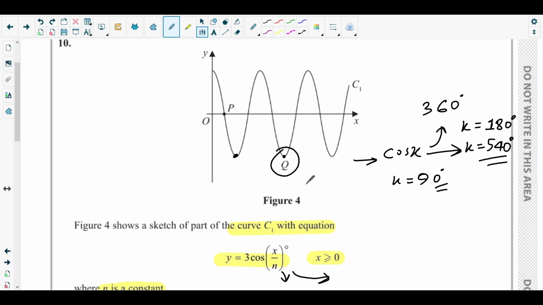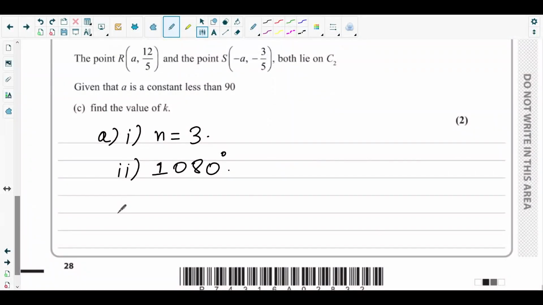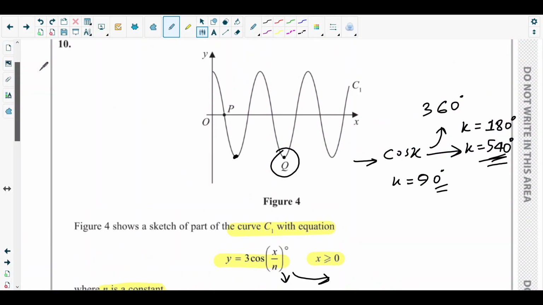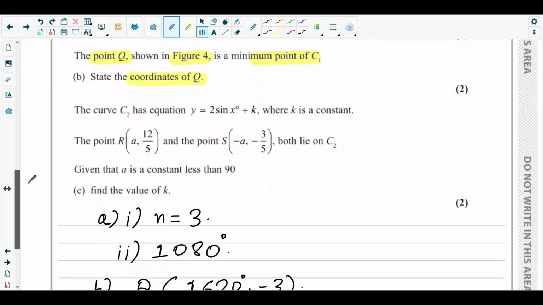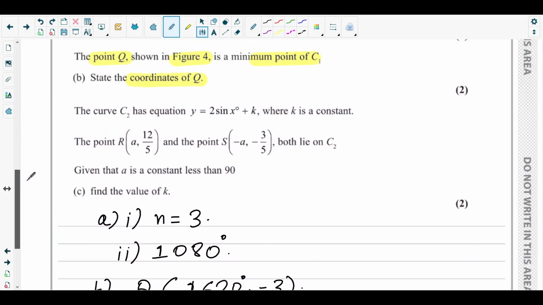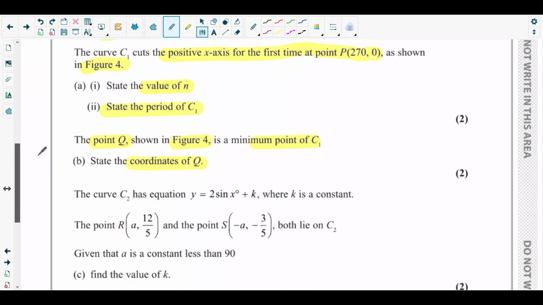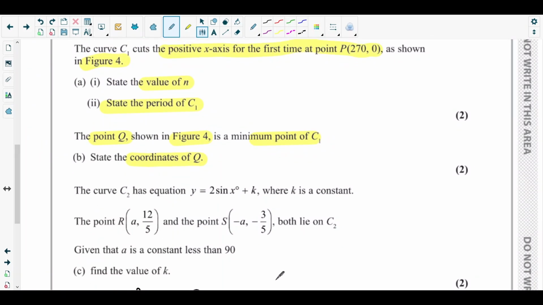But this curve is horizontally stretched, right? So the x coordinate will get multiplied by 3. So 540 times 3 would give you 1620. So for part B, the coordinates of point Q are 1620 degrees, and the y coordinate would be -3, since it is the minimum point. The minimum value of cos x is -1, so -1 times 3, there is a coefficient 3, so that would give you -3 as the y coordinate of point Q. That's what part B of question number 10 has asked for.